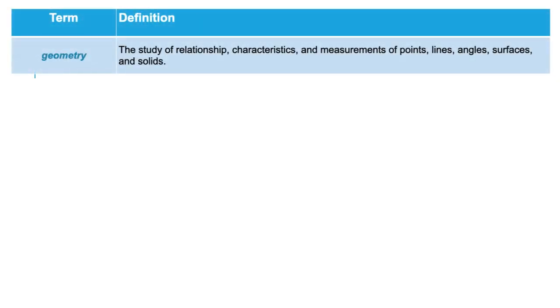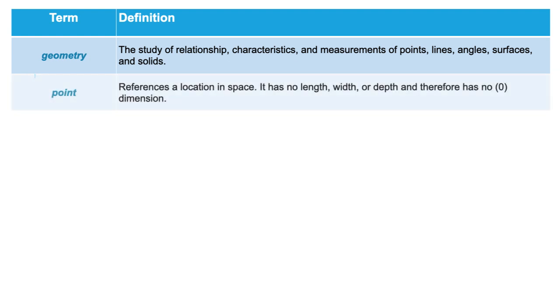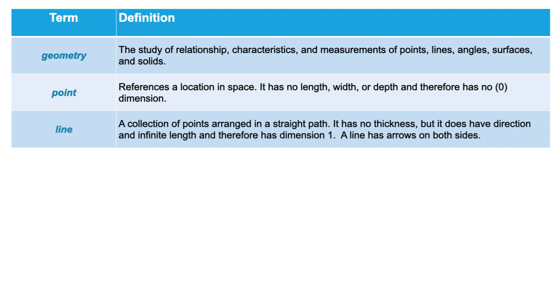Geometry: the study of relationships, characteristics, and measurements of points, lines, angles, surfaces, and solids. A point references a location in space. It has no length, width, or depth, and therefore has no dimension. A line is a collection of points arranged in a straight path. A line has no thickness, but it does have direction and infinite length, and therefore has dimension 1. A line has arrows on both sides.